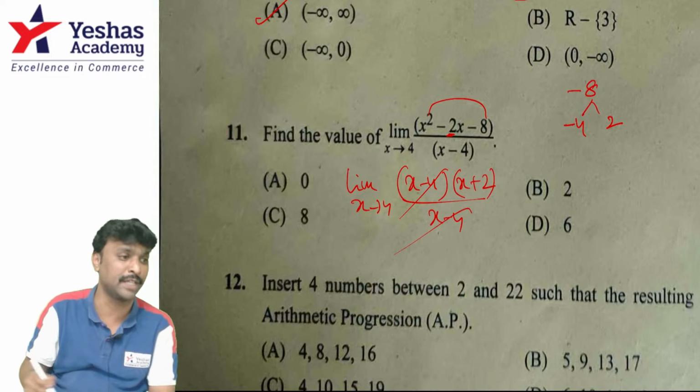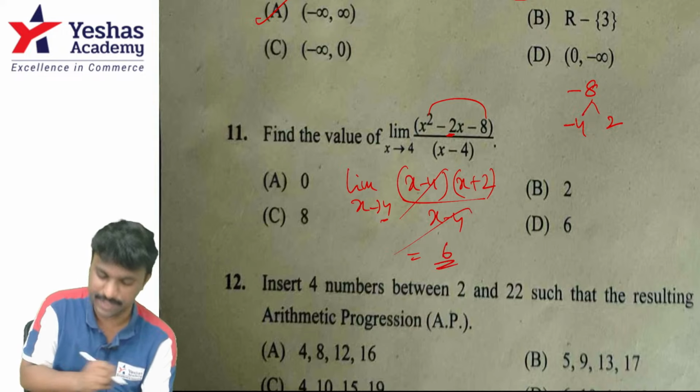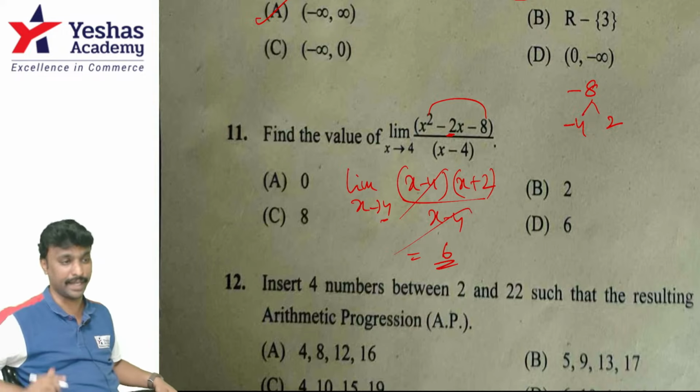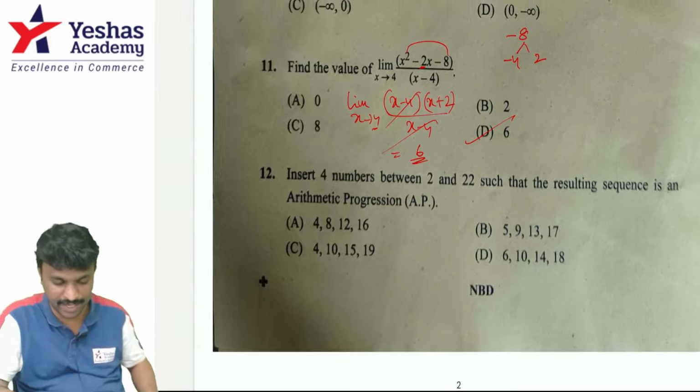Now x minus 4 can be cancelled. Now put x equal to 4 in this. 4 plus 2 is how much? 6. So option D is the right answer. Guys, moving on to the next question.